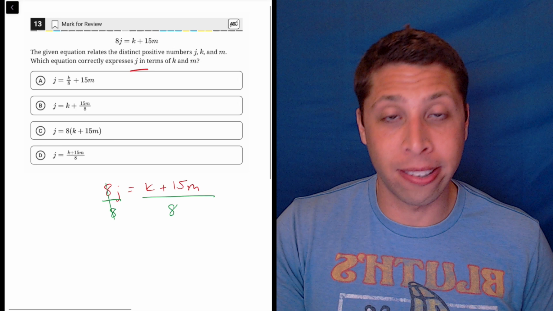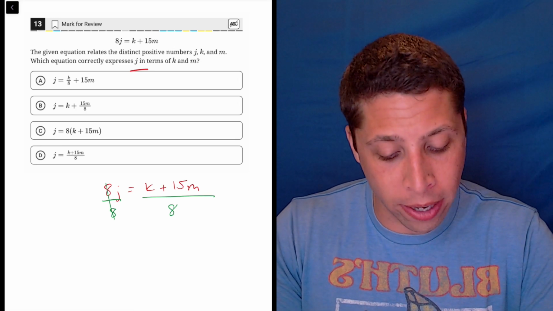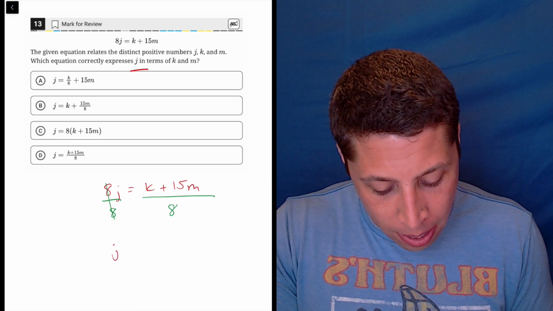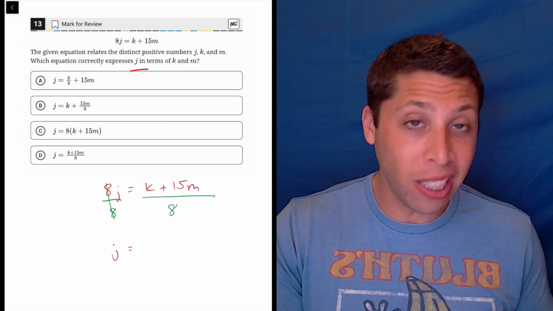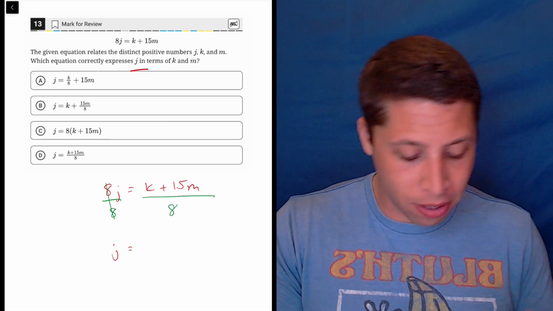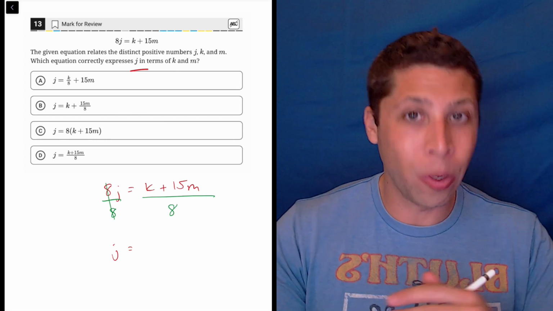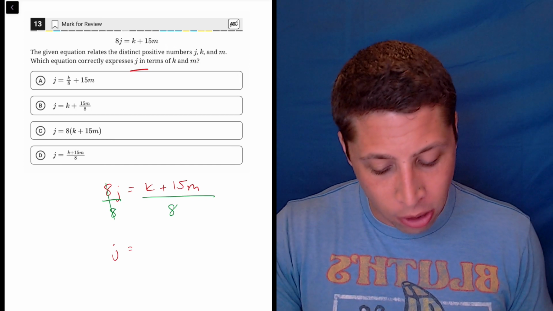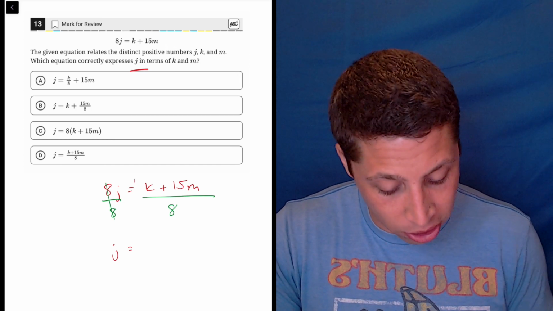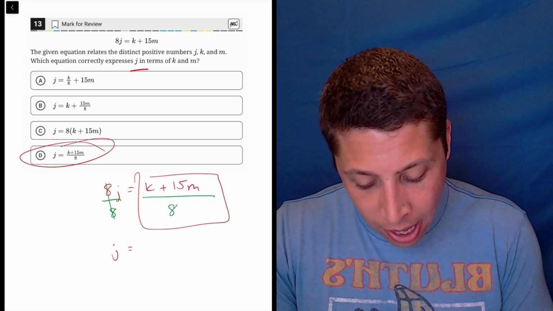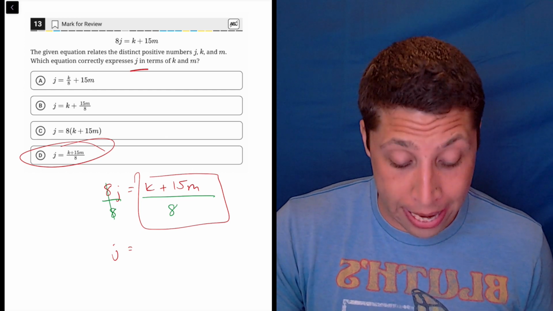So these 8's cancel out because 8 divided by 8 is 1, and that just makes it go away. But on the right side, there's nothing really we can do. We can't divide the 8 into just a part. We can't split it very easily. So we're kind of stuck. That's just going to be the answer. And that is choice D, which is the answer.